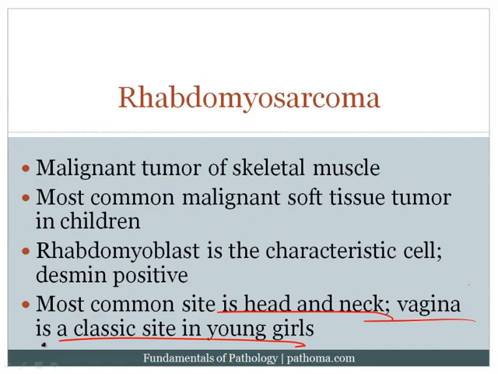And I told you that characteristic on biopsy, you would see rhabdomyoblasts with striations within the cells, and then cells that were desmin positive as well. And so this is what I'm referring to when I say that the vagina is a classic site in young girls, and that's probably the highest yield rhabdomyosarcoma that would show up on a board exam. And that concludes both the section and the chapter.